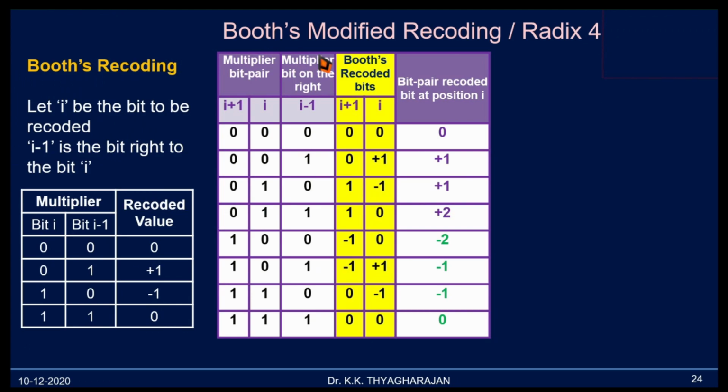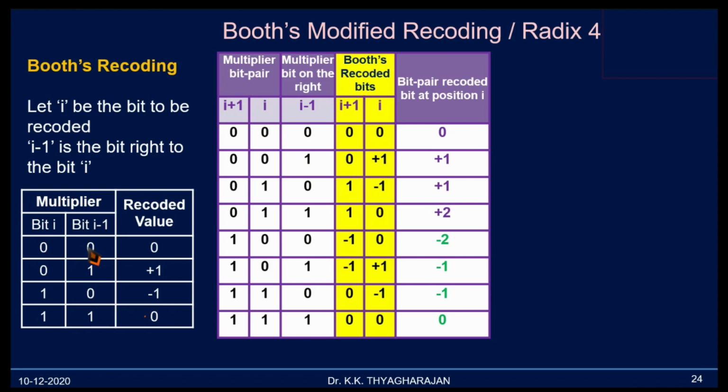In Booth's modified recoding, or bit pair recoding, or Radix-4 coding, we use a 3 bits table. Now let us see what is the basic idea behind that. In Booth's recoding, let I be the bit to be recoded and I minus 1 is the bit to the right of the bit I. Now if you want to recode using Booth's algorithm, if both are 0, the recoded value will be 0. If both are 1, the recoded value will be 0. If it is 0, 1, the recoded value will be plus 1. If it is 1, 0, the recoded value will be minus 1.